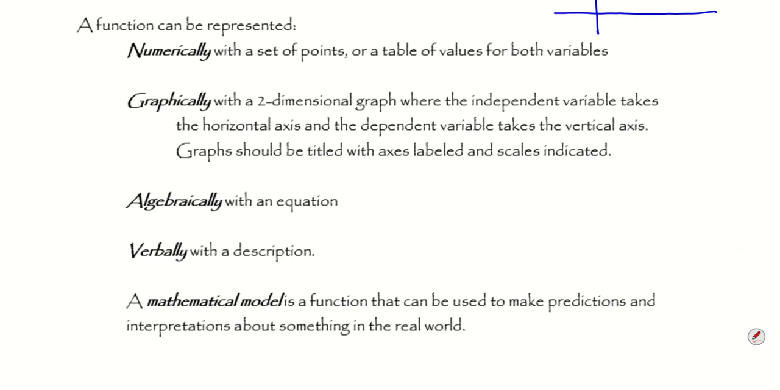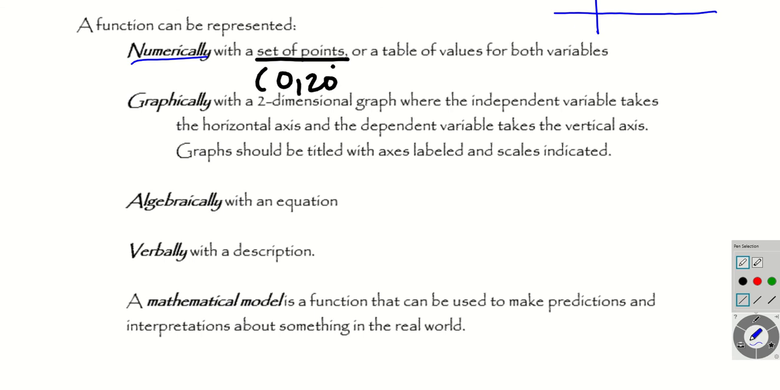A function can be represented, first of all, numerically. We do that when we use a set of points. So if I give you the point 0, 20, I'm telling you that at 0 years of age, an individual is 20 inches long.